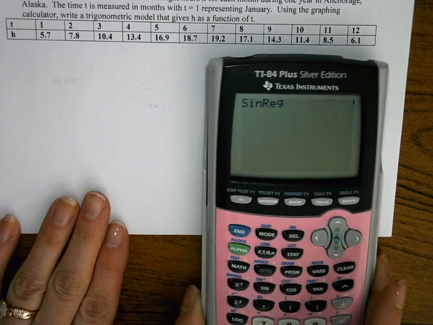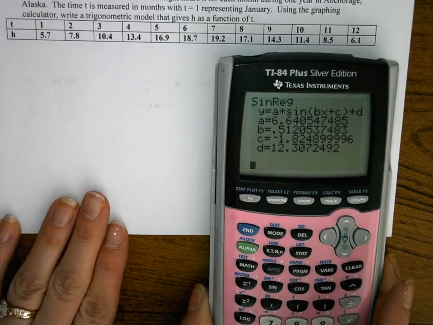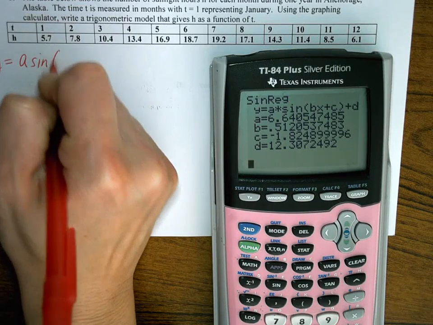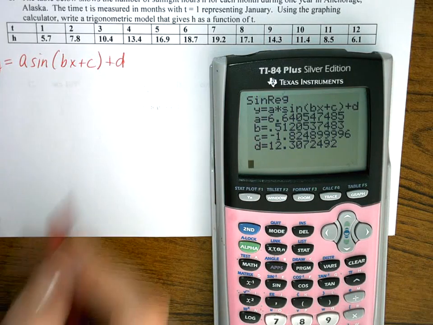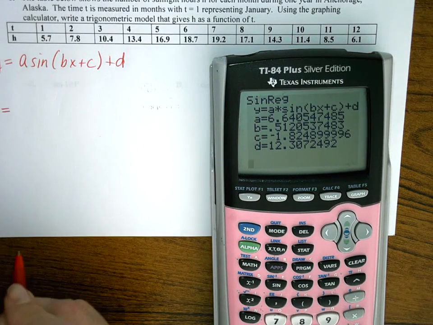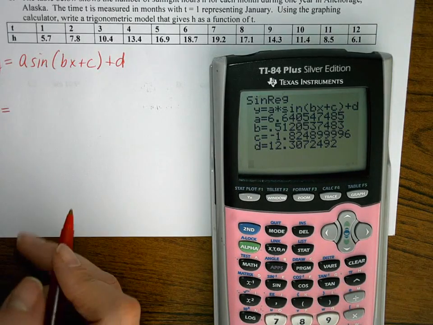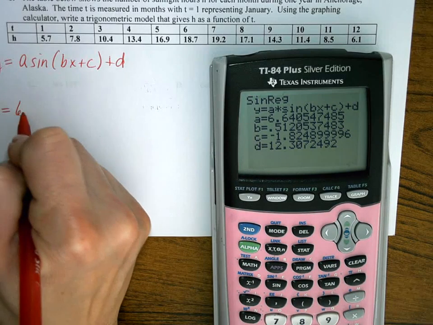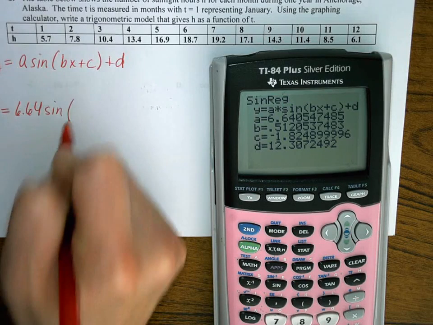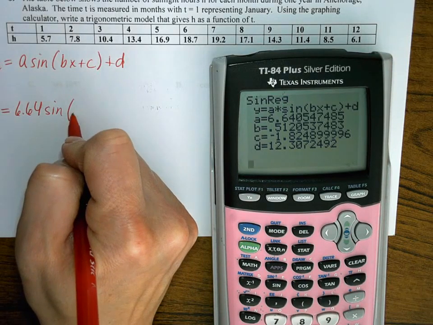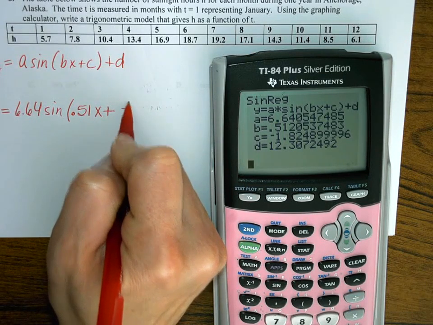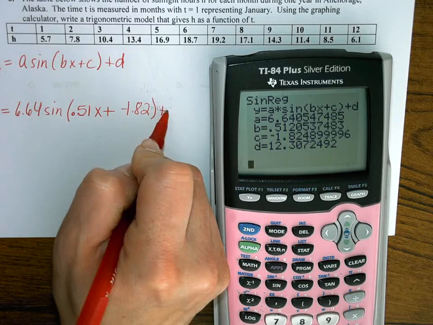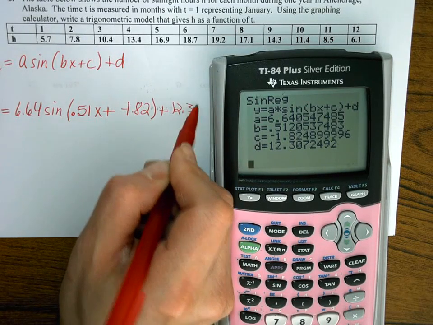All right, now there's a couple of things we need to really focus on. My equation is y is equal to a sine parentheses bx plus c plus d. Now notice in this case my equation is y is equal to, rounded to the 100th, 6.64 sine parentheses 0.51x plus negative 1.82, plus 12.31.